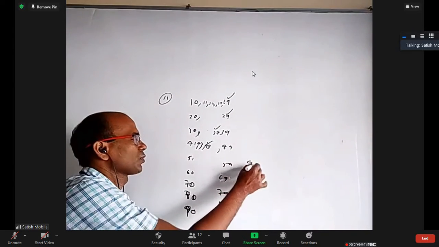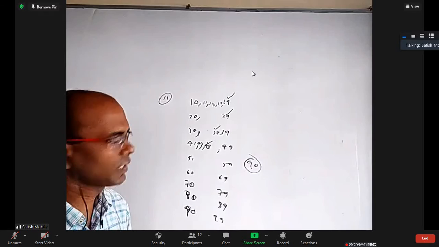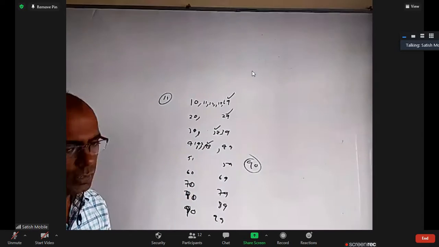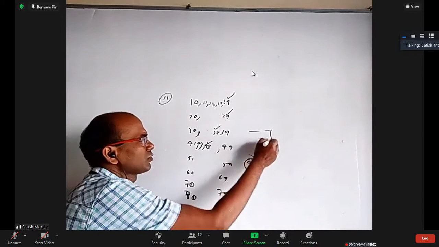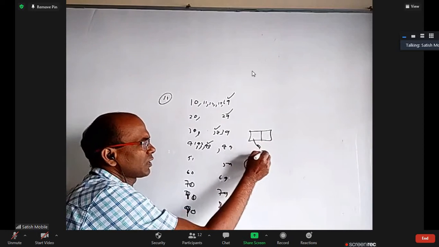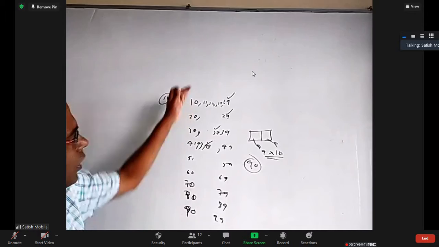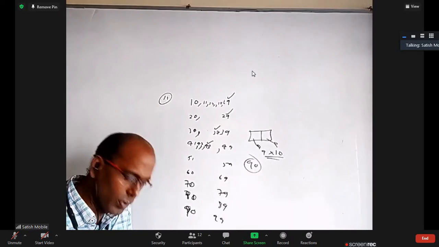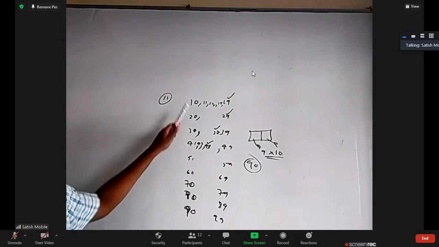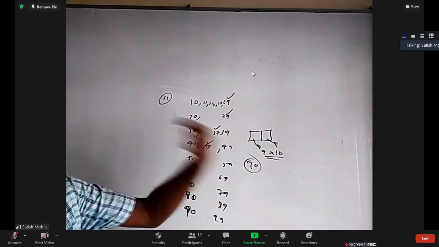There are 90 numbers in total. How many 2-digit numbers are there starting from 10 to 99? 90 numbers. For filling this, you have 9 choices. For filling this, you have 10 choices. So 9 into 10 is 90. But every 2-digit number is almost prime, because in the same tens digit, you can find a prime number.